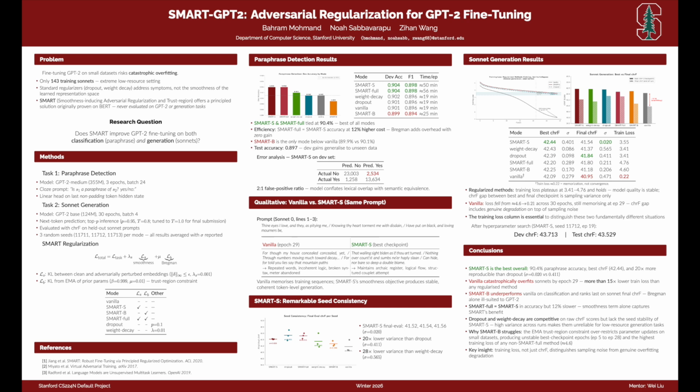As mentioned earlier, SMART Full is equal to SMART S in accuracy, but costs 12% more. And the key insight is that training loss, not just char-F, separates sampling noise from genuine overfitting. And that's only visible because of our full 30-epoch, 6-way ablation. Ultimately, SMART's smoothness objective is a meaningful upgrade over standard regularization for GPT-2 in low-resource settings. Thank you.